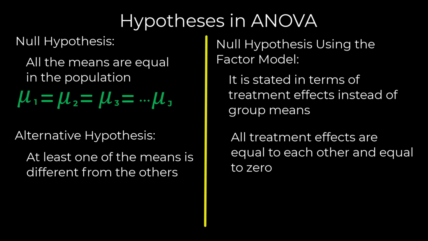If we had 3 groups in our study, this null hypothesis would be stated as alpha sub 1 equals alpha sub 2 equals alpha sub 3 equals 0. While this difference in expressing the null hypothesis in terms of treatment effects instead of group means doesn't impact how we perform a one-way ANOVA, it becomes essential when modeling the scores in more complex ANOVA designs.